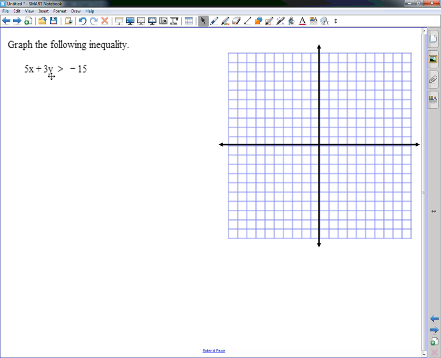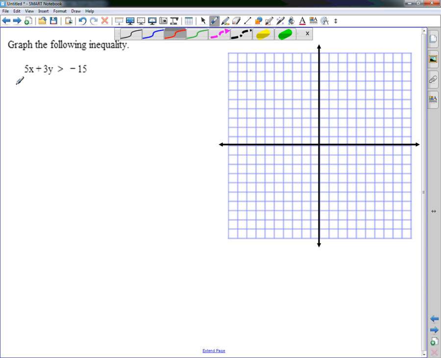So I am going to use the slope-intercept form. Notice that we do have an inequality symbol instead of an equal sign, but we can still identify the slope, we can still identify the y-intercept. Okay, so let's go ahead and get the y by itself.